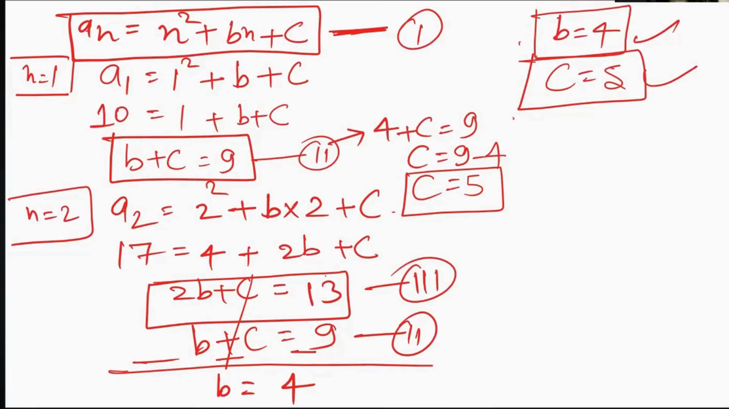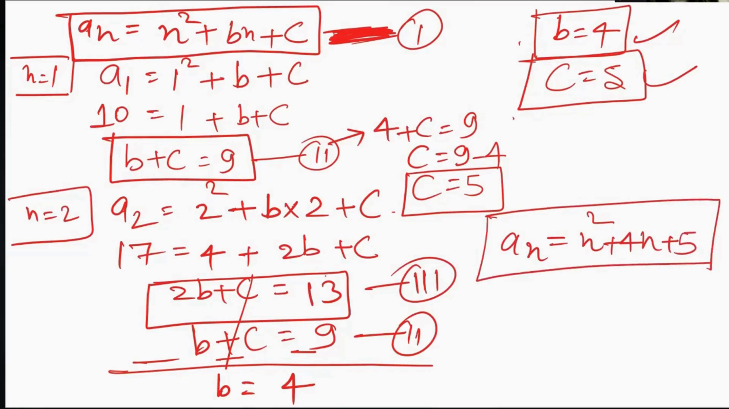A1, A2, A3, A4, A100, A1000, A1 lakh term, any term you may find, but the question is asking for the nth term. So how do we find it? The very important equation, equation 1: An equals n square plus 4n plus 5, right? This is your nth term.